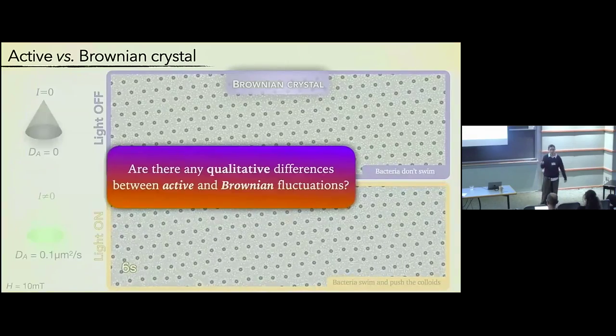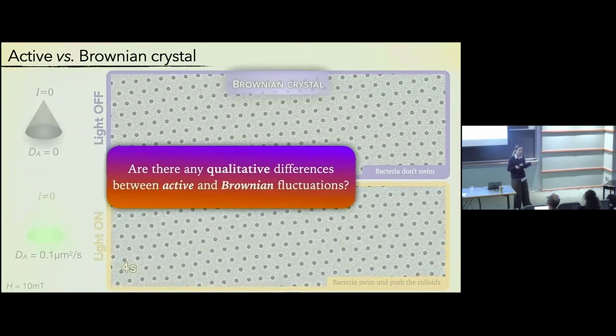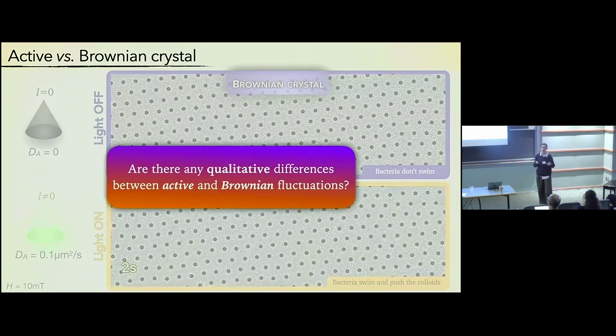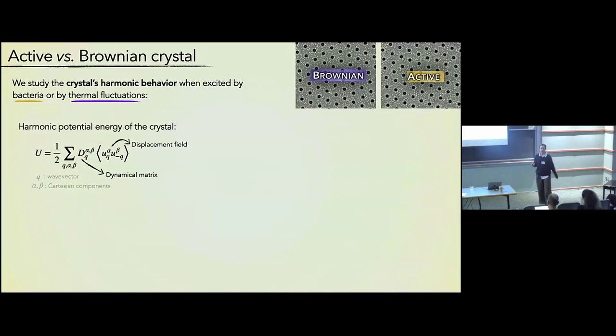Of course, the important question here, and the interesting one that we wanted to ask, is if there are any qualitative differences between the active fluctuations caused by the bacteria and the thermal fluctuations caused by Brownian motion. To do this, we looked at the crystal's harmonic behavior when excited by bacteria or by thermal fluctuations. This was done before in the same passive system without bacteria, and was used to study the harmonic behavior, as I showed you before, of these colloids, but we wanted to see what happened with these active fluctuations.